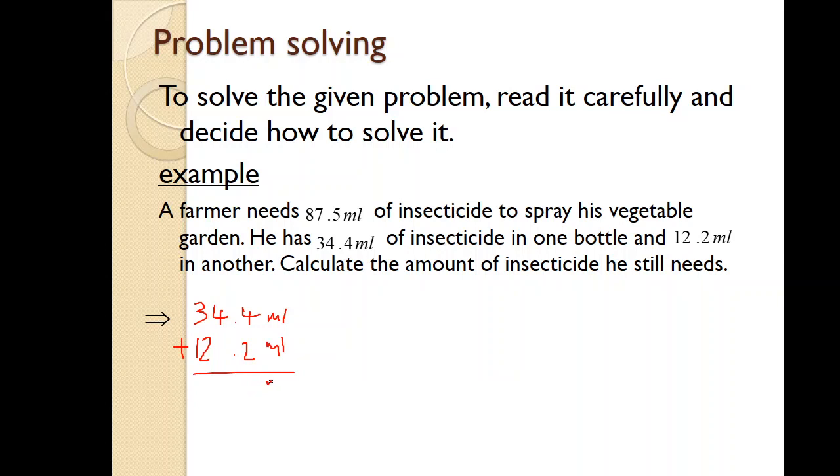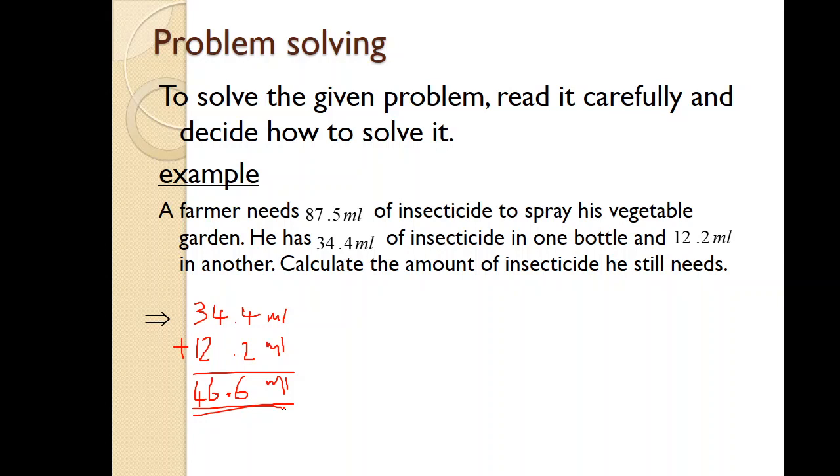If you add those together, the units can come here, milliliter, because the answer we are getting is also in milliliter. Then say 4 plus 2 gives you 6, the decimal point comes here. Then 4 plus 2 again is 6. Then 3 plus 1 is 4. That's the total amount of insecticide you have: 46.6 milliliter.